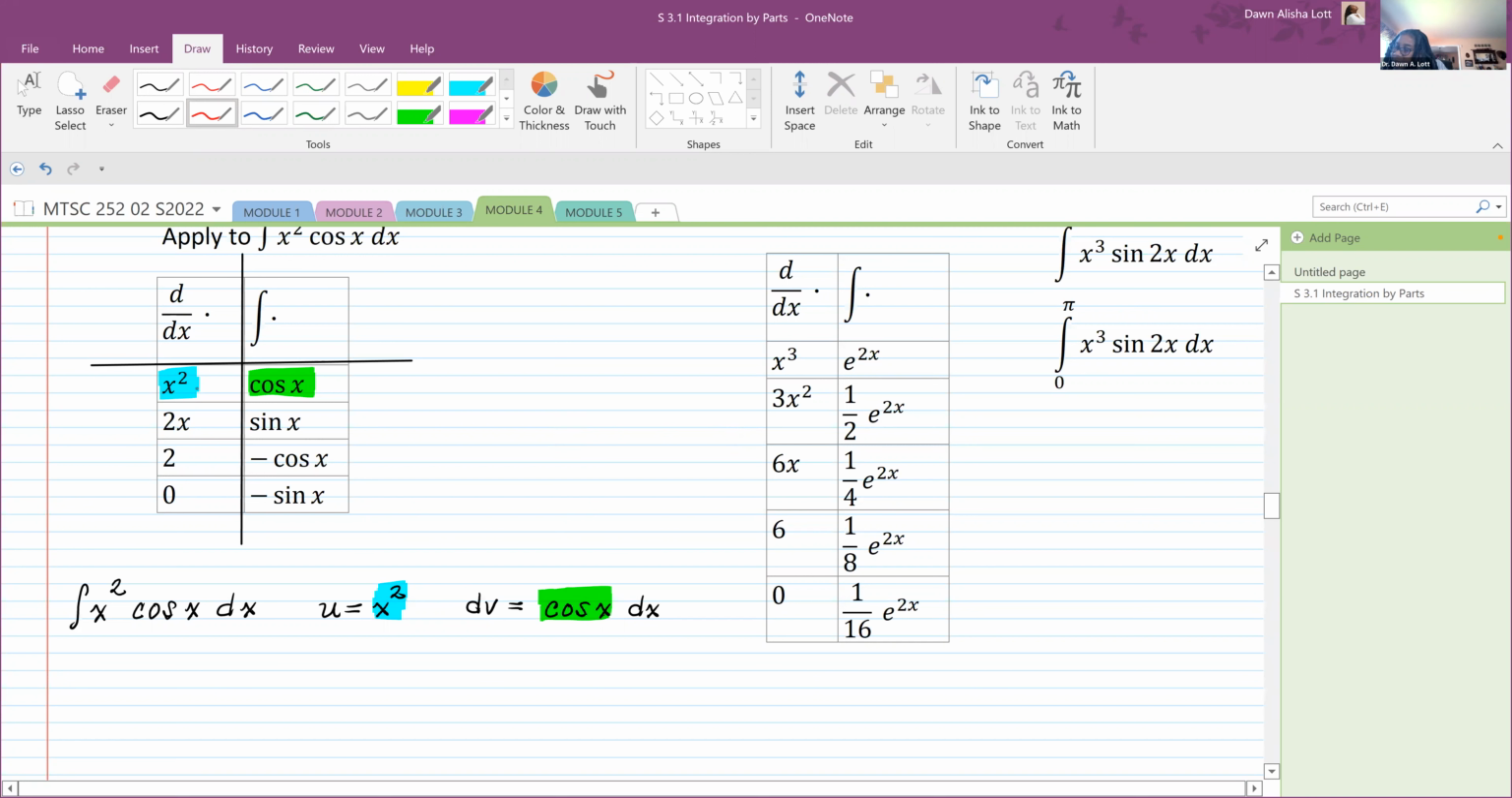The square up here goes and meets the square one below. This square goes and meets the one below. And this square goes and meets the one below. So you have to cross multiply. So we're going to multiply x squared times sine x. We're going to multiply 2x by negative cosine x, and we're going to multiply 2 by negative sine x. Any questions?